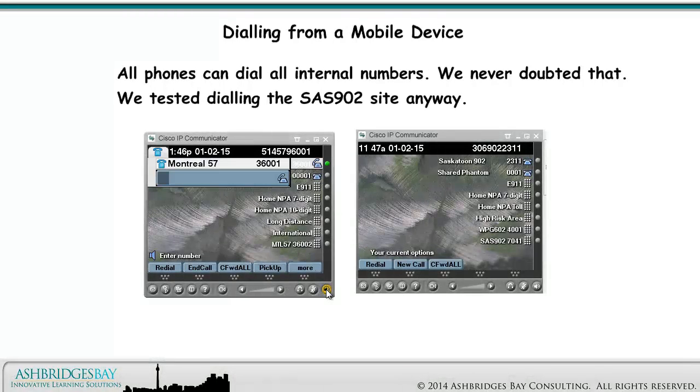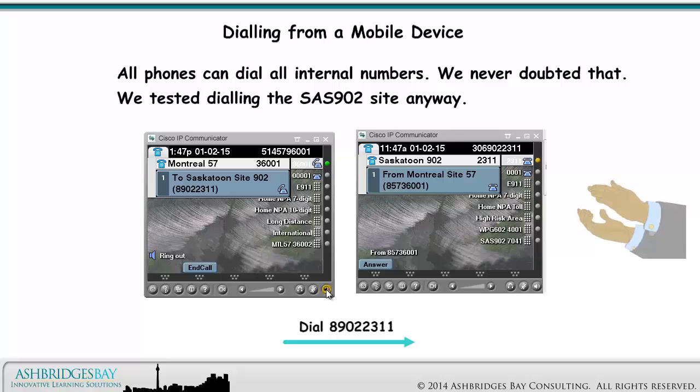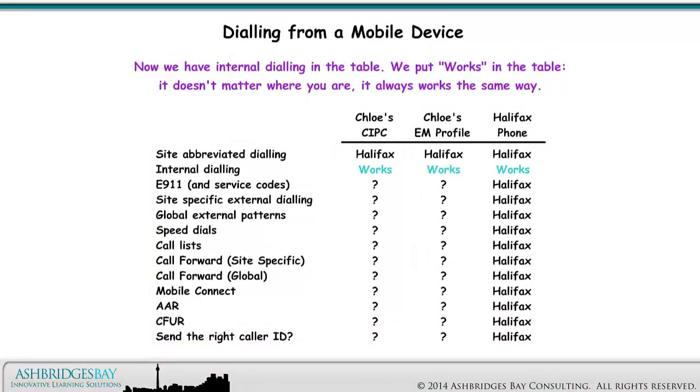All phones can dial all internal numbers. We never doubted that. We tested dialing the Saskatchewan 902 site anyway. Now we have internal dialing in the table. We put works in the table. It doesn't matter where you are. It always works the same way.